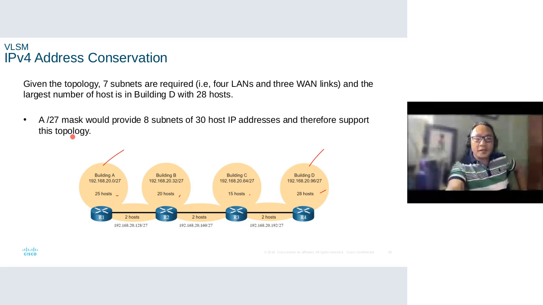Now, given here is a /27 mask that would provide 8 subnets of 30 host IP addresses, and therefore support this topology. So all of them can fit in the 30 hosts. For the 15 hosts, /28 is not possible here, because with /28 only 14 hosts can be placed, after subtracting 2. Here, on the other hand, /27 is the correct format because we still need the 2 hosts each.